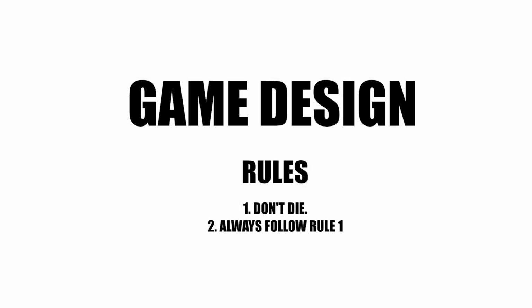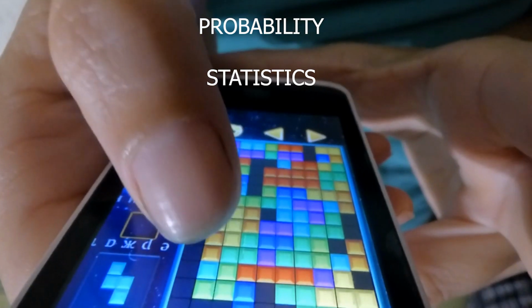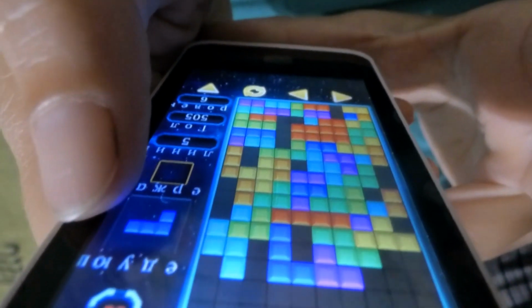Game design. Game design involves creating the rules and mechanics that govern the gameplay. It's essential to use math concepts such as probability and statistics to balance the game difficulty and ensure that the player is challenged but not frustrated.